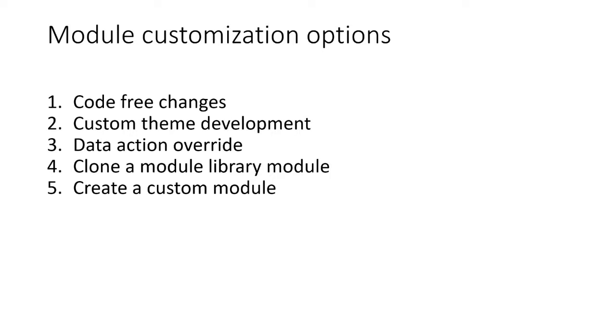The first one is code-free changes. And I'm going to go into each of these in detail. The next is developing a custom theme. After that, you can also additionally override any data action. A data action is basically a method that gets data into your module. So it can call any of the services. It might call the retail server or ratings and reviews or the recommendation service. It can call any of those servers to get data, or even your own third-party services would use data actions. And we have a library of data actions that we ship, to get product details, but you can override them. And then fourth is cloning a module.